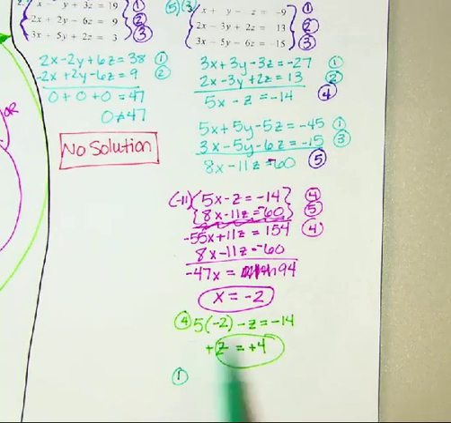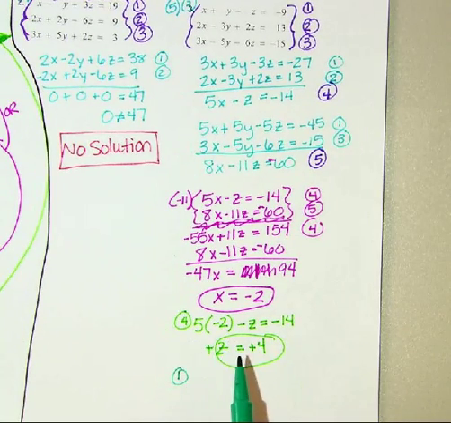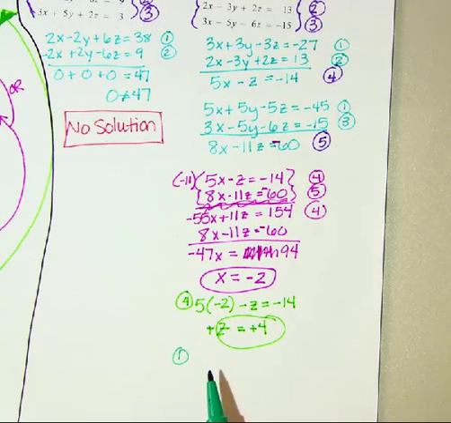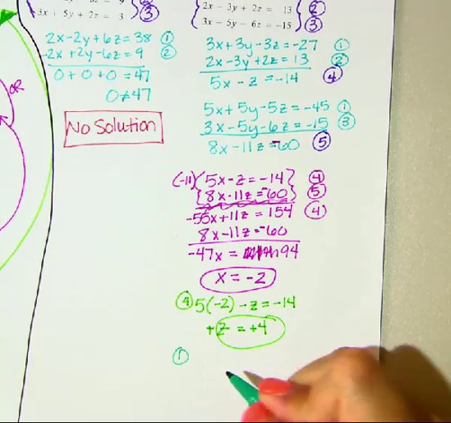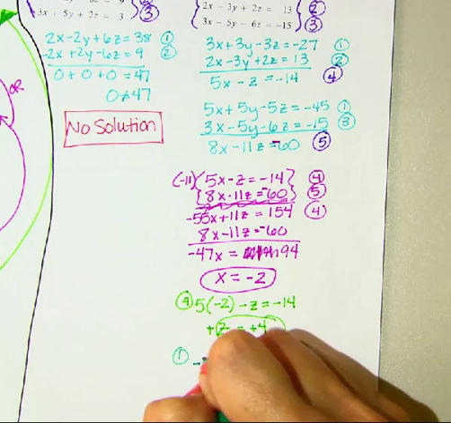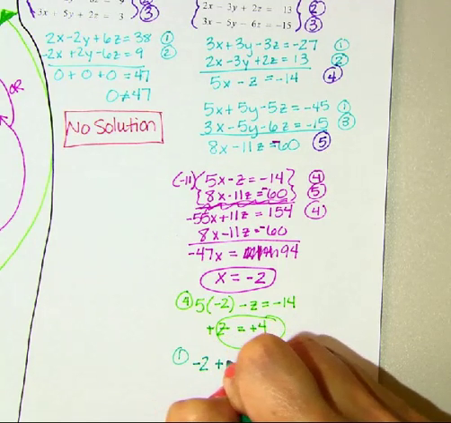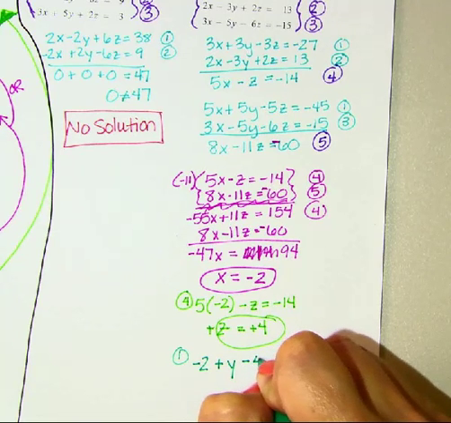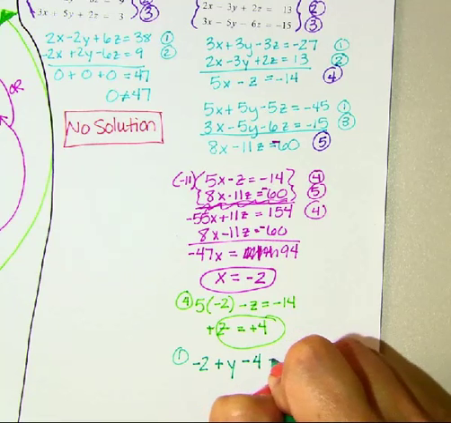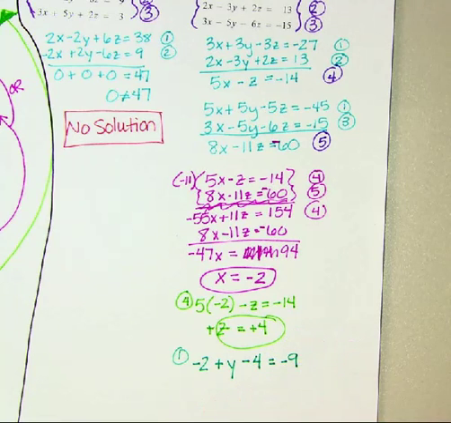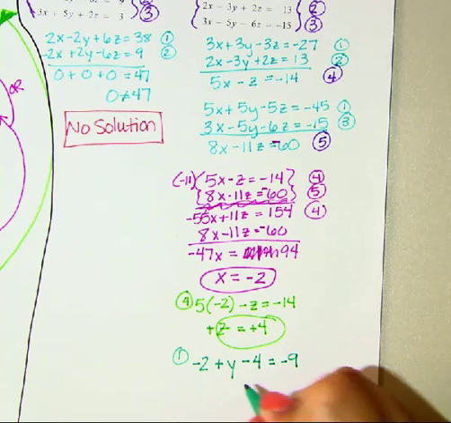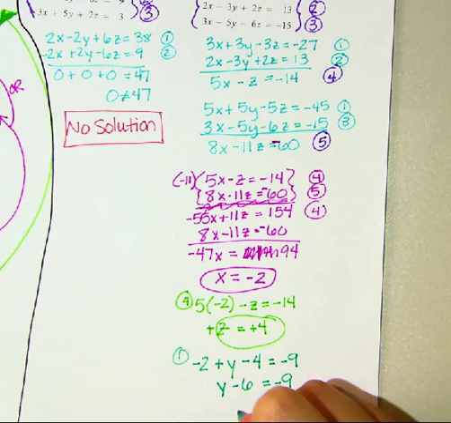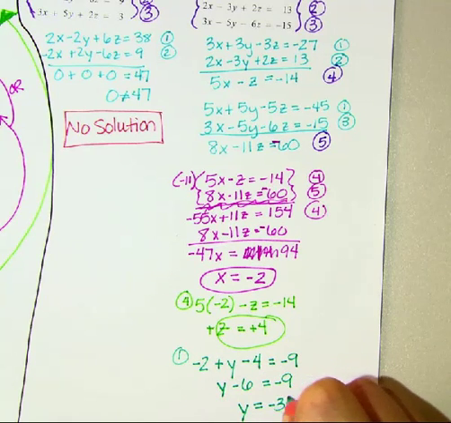So when you plug it in here to find your second variable, you plug it into 4 or 5. To find your third variable, you plug it into 1, 2, or 3. So if I plug it into 1, I have an x, which is negative 2, plus y, don't know what y is yet, minus z, so minus 4, equals negative 9. I have a negative 2 and a negative 4, so that makes it y minus 6 equals negative 9. So add the 6, y is going to equal negative 3.